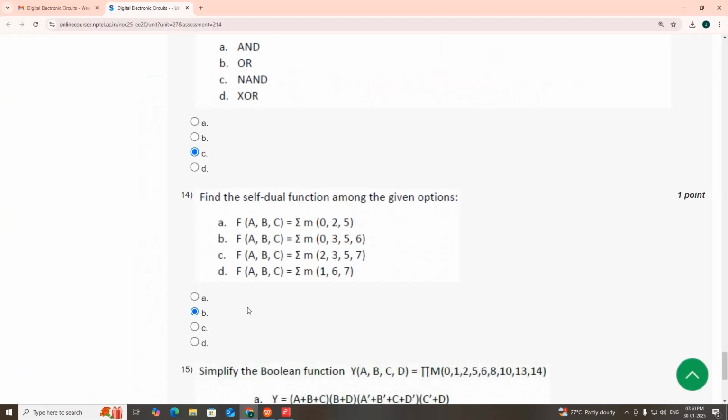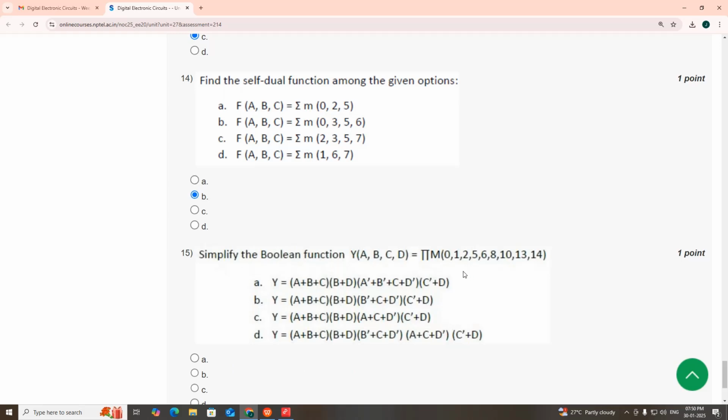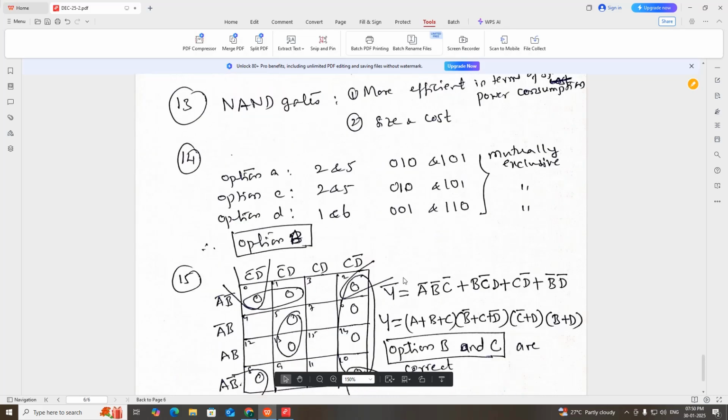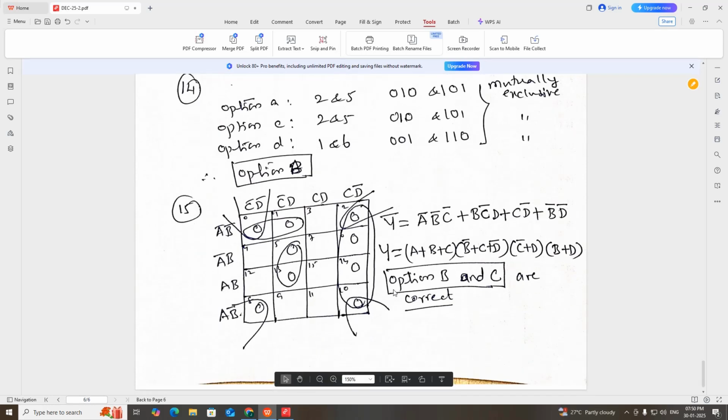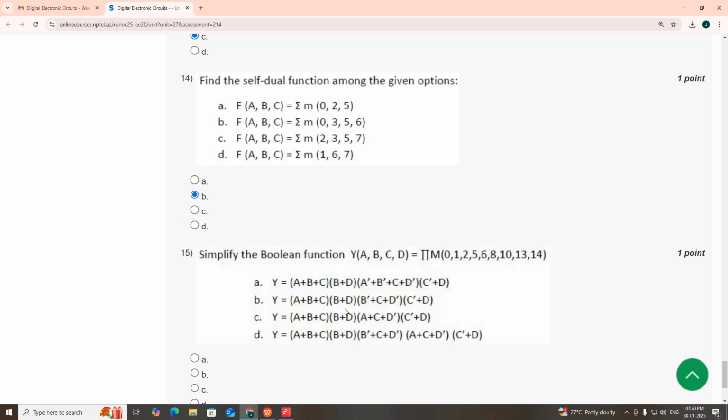Last one, simplify the Boolean function. We'll try to find the answer. For the given function, put all zeros in the numbers given, 0, 1, 2, and then try to simplify. This is the expression I am getting, in which options B and C are both correct. For C, these two can be combined to obtain option C. So options B and C are correct.